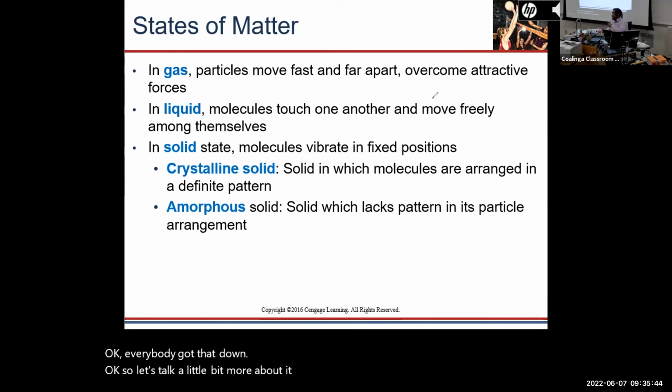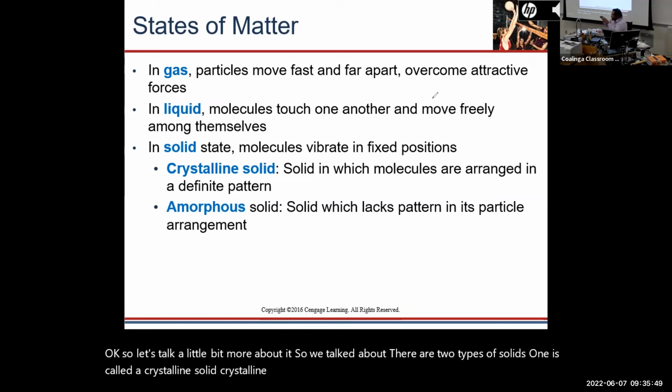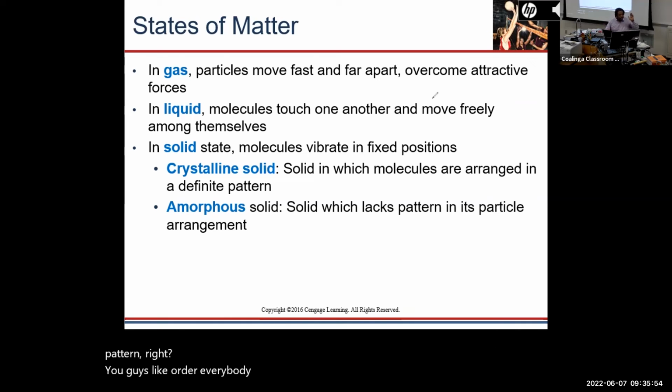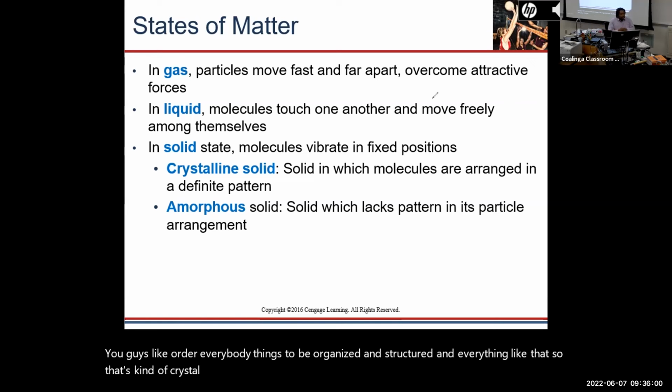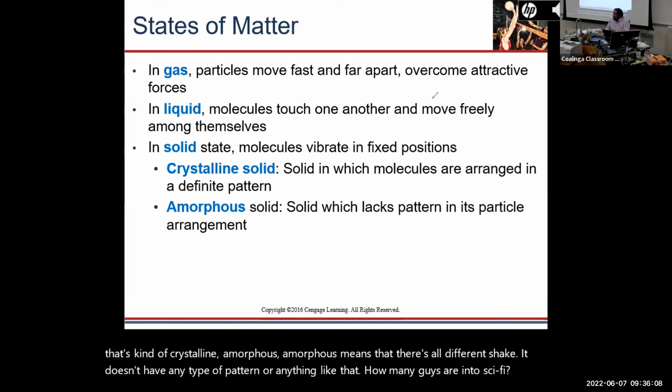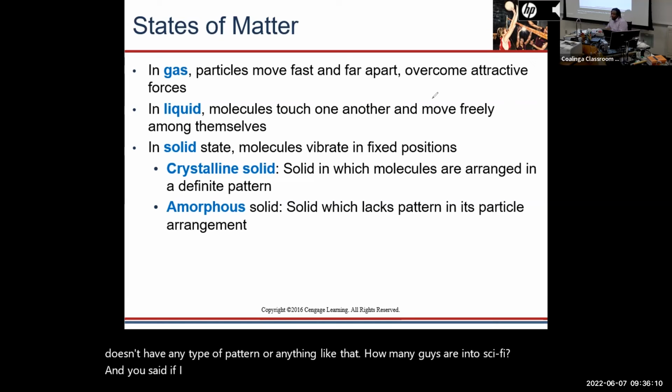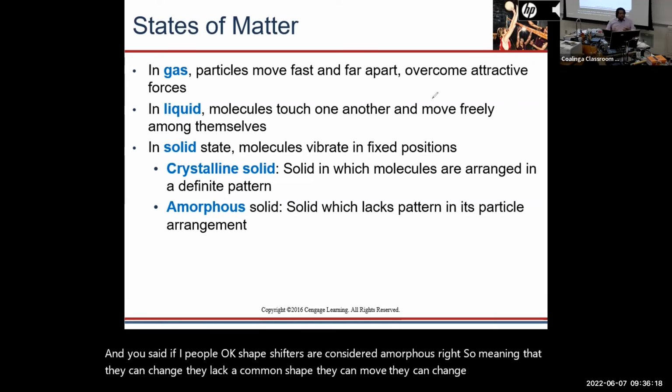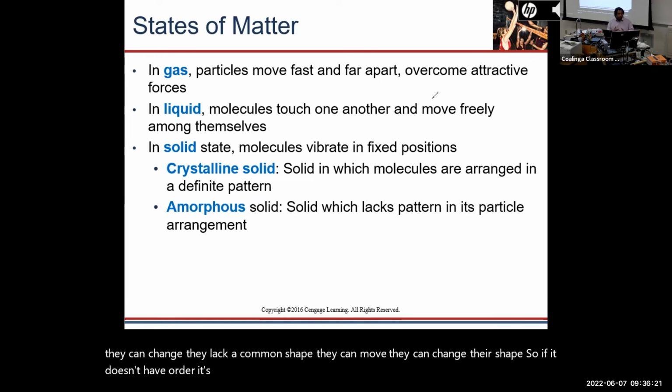Okay, so let's talk a little bit more about it. When we talk about solids, there are two types of solids. One is called a crystalline solid. Crystalline is basically organized. It's a very defined pattern, right? You guys like order, you like things to be organized and structured. So that's kind of crystalline. Amorphous means that there are all different shapes. It doesn't have any type of pattern. How many of you guys are into sci-fi? Shapeshifters are considered amorphous, right? Meaning that they can change shape, they lack a common shape. So if it doesn't have order, it's going to be amorphous.